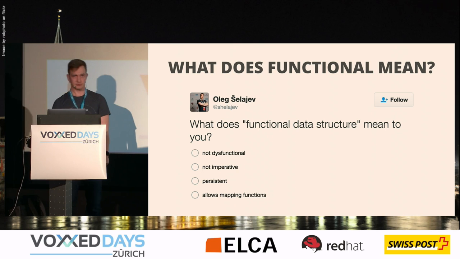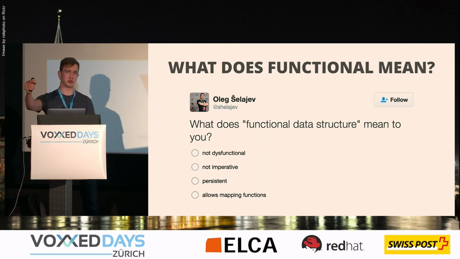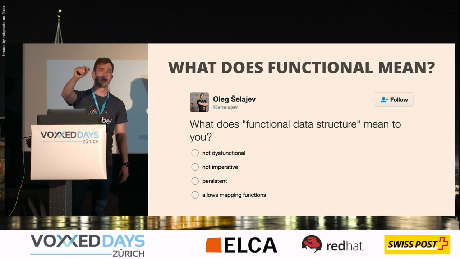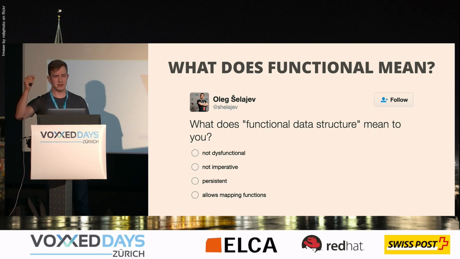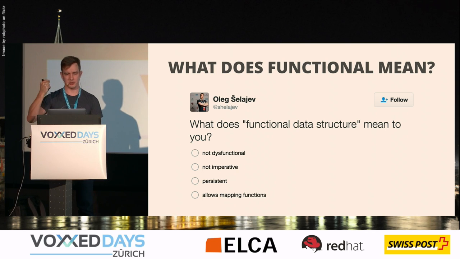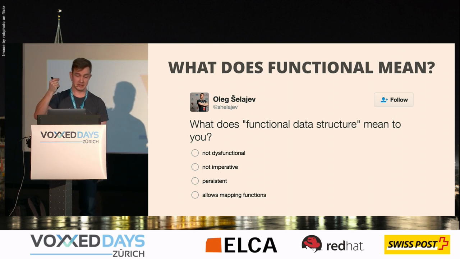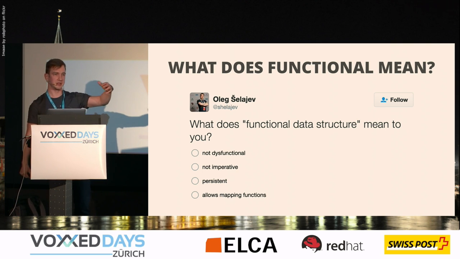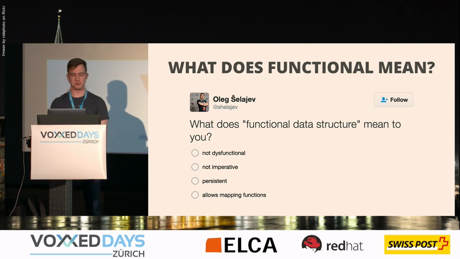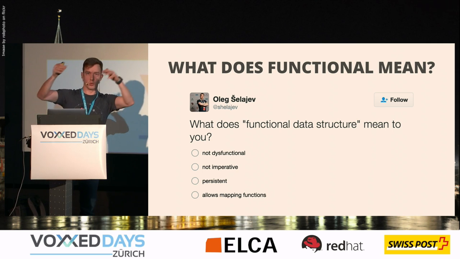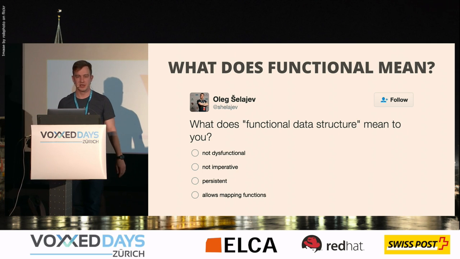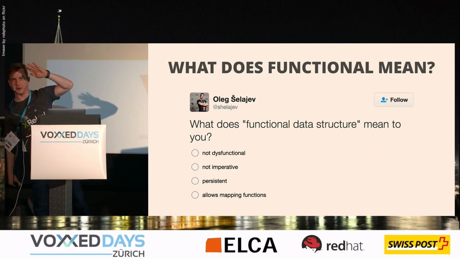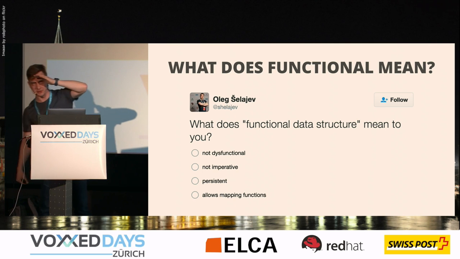But the question is, when you read the title of this talk and hear functional data structures, did you think that we are going to talk about data structures that are correctly implemented and not dysfunctional, in the sense that they are doing what they're supposed to do? A list is actually an ordered collection of items. Are they? So who thought of functional data structures in that sense, that we're going to talk about correctness?